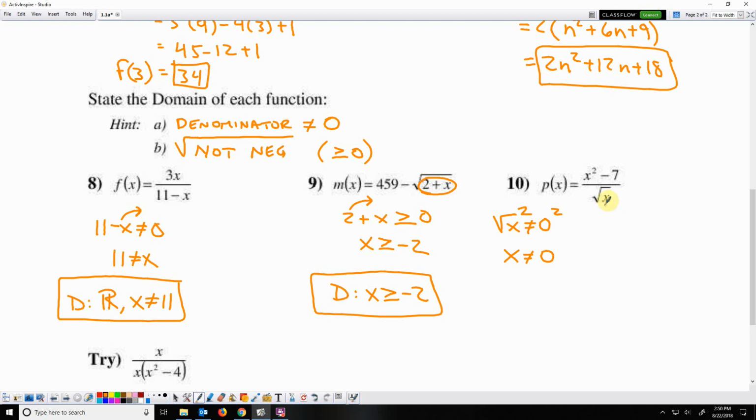Hint B is that what's underneath a radical cannot be a negative number. So that under the radical, that x has to be greater than or equal to 0. And there's nothing to solve there. So my domain is x has to be greater than or equal to 0, but x cannot be 0. So I have to take that equal to part out. x is greater than 0 is my domain.